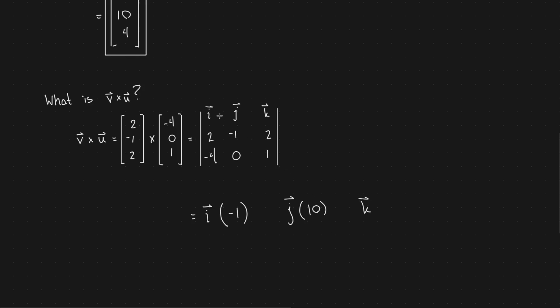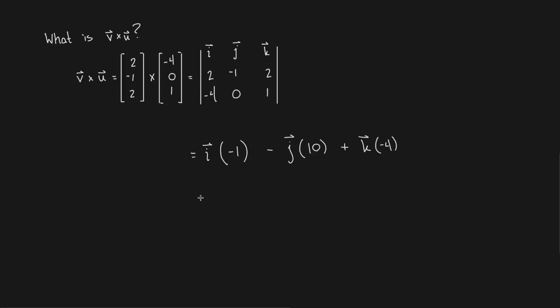Finally, the k. I imagine canceling out the row and column with the k in it. I'd be left with the 2 by 2 matrix 2, -1, -4, 0. If I take the determinant of that, I get 0 minus 4, so I get -4. Alternate signs, plus, minus, plus. And I get -1 times i minus 10j minus 4k. Or -1, -10, -4.